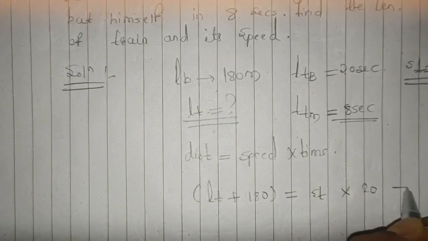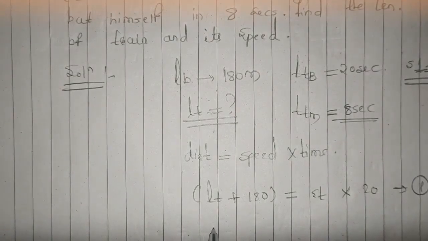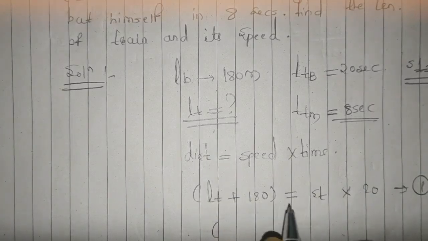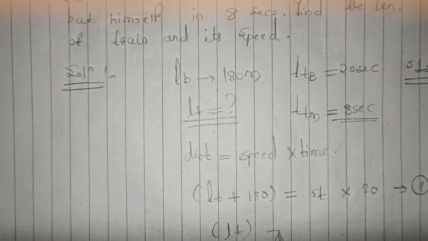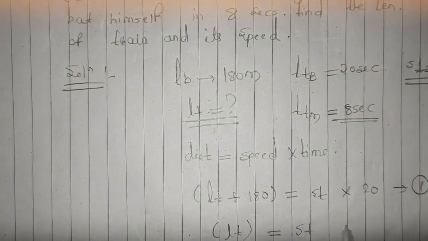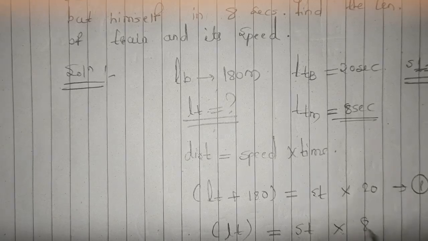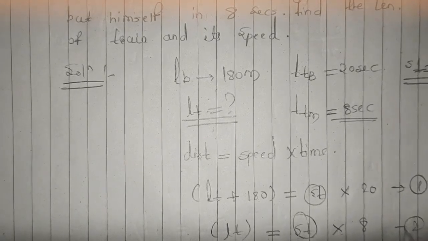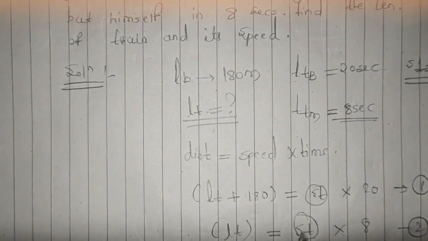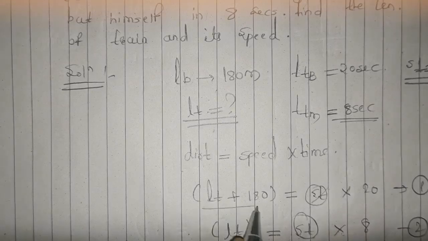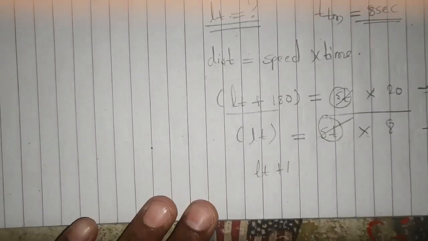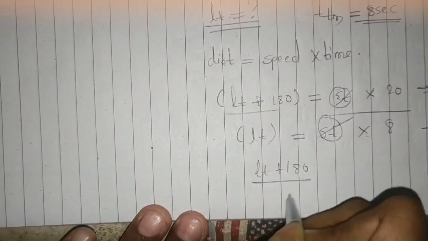And then from the second scenario, we just have to consider that the length of the train is equal to the speed of the train into the time, which is 8 seconds. Right? Here, as we can see, this is the common point. If we simply divide these equations, we can cancel this out, right? So (LT + 180) by LT, where LT is the length of the train, is equal to 20 upon 8.